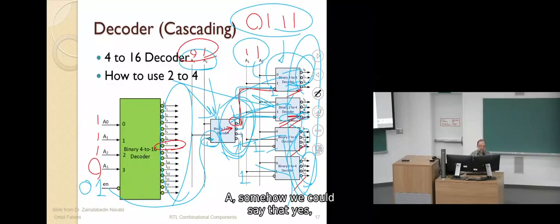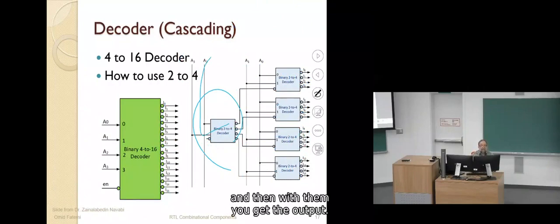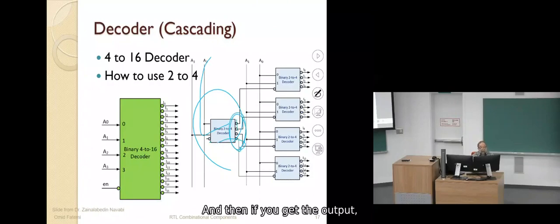Somehow we could say that yes, they are at the first level. So this is the first level. So A3 and A2 reach here sooner, and then with them you get the output, and then if you get the output, then they become active.